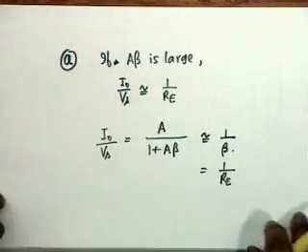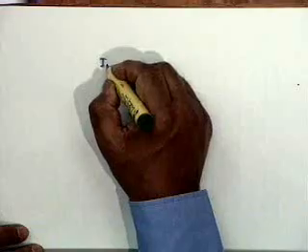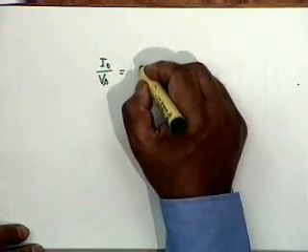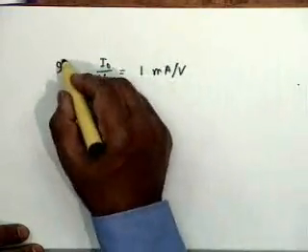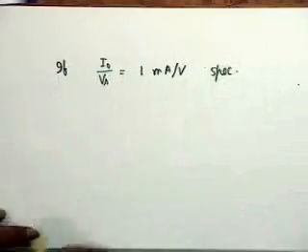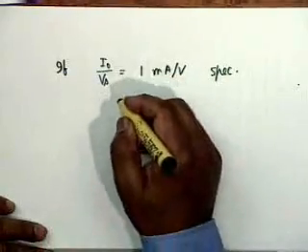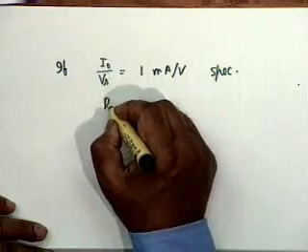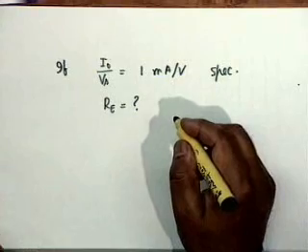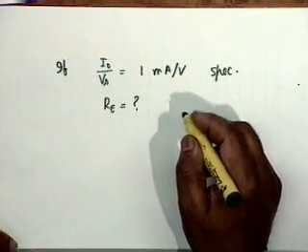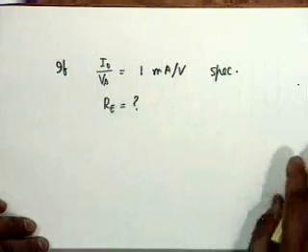This is the first part of the question without looking at anything else. The second part of the question says that if I0 by Vs is specified as 1 milliampere per volt, find Re. Obviously, Re would be equal to 1K. Alright, this solution is also very easy.